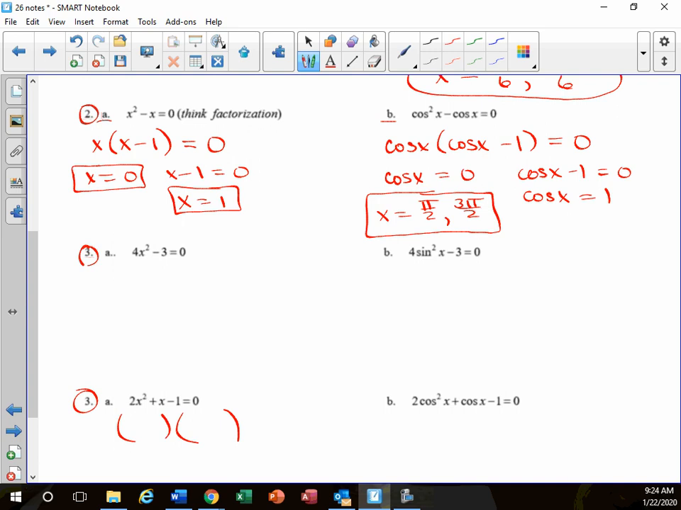And then, where does cosine equal 1? 0. Okay, 0 I like. At pi, what is it? Is it 1? 2 is what I said. 2 pi, yes.